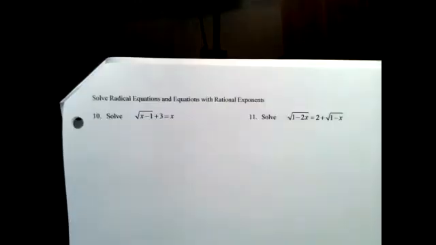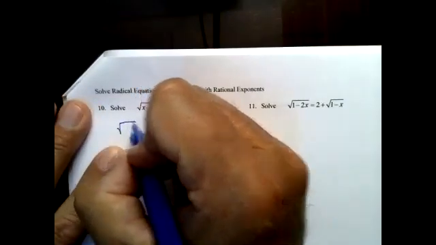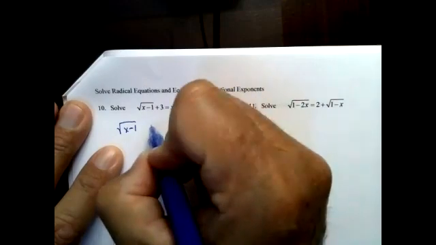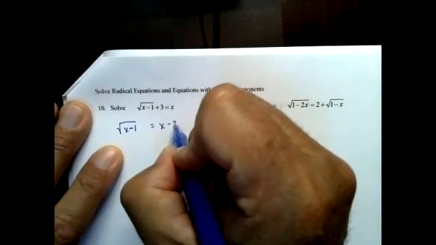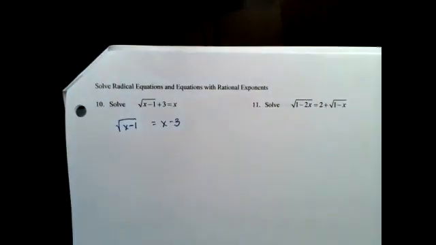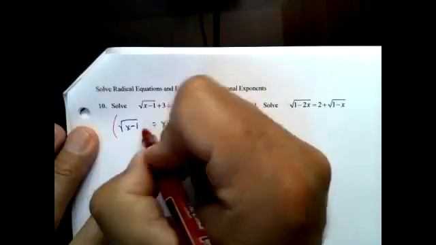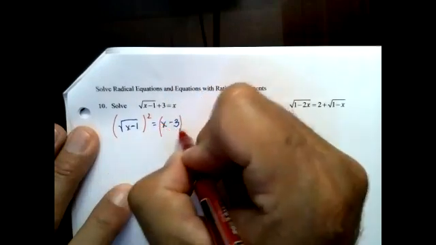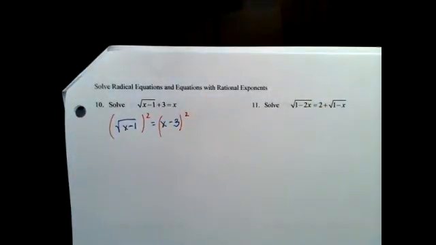So these look nice and easy and quiet and simple, but they're actually a little more work than that. Taking a look at number 10, the first thing I said was get the radical alone. So get it alone. X minus 1, I'm going to say equals X minus 3. I'm going to square both sides. What thou do to one side of an equation, thou must do to another.